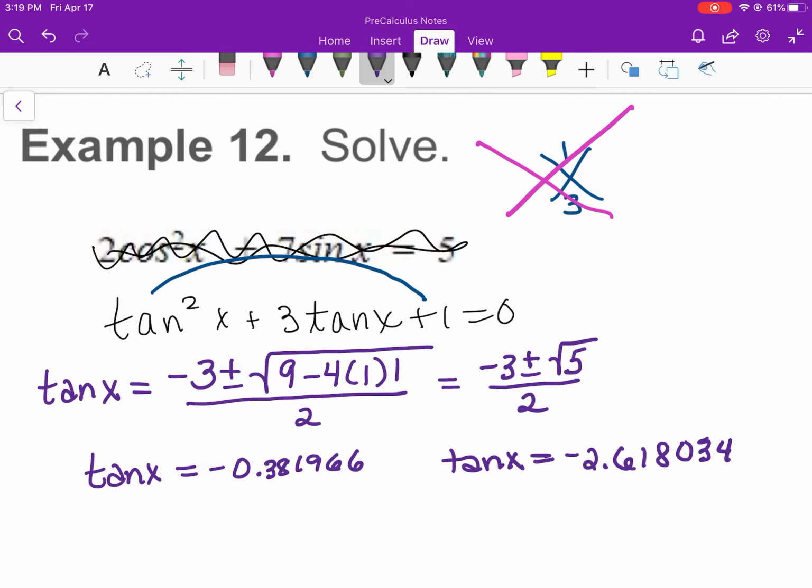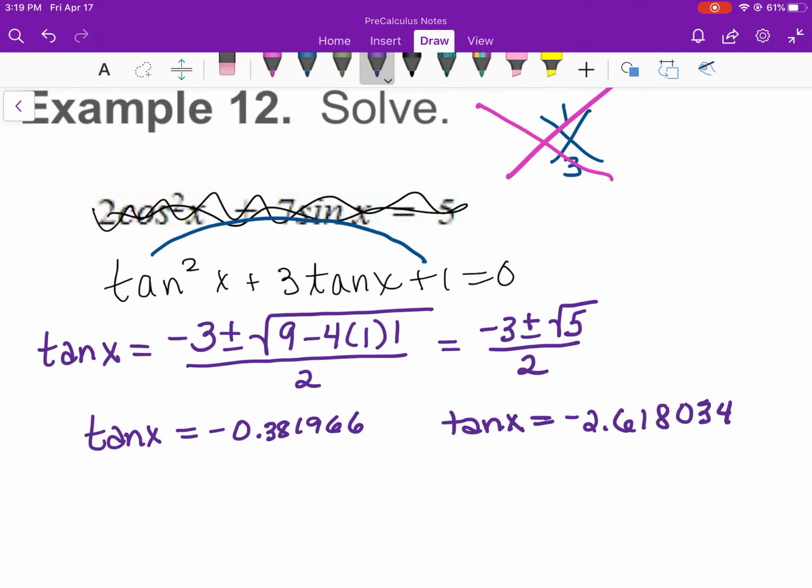Okay, tangent again can be any value. Its domain is all real. So what we're going to do is find our angle using the tangent inverse or arctangent feature in our calculator. Notice I kept a whole bunch of decimal places on there. Your other option would be just to leave it as -3 plus radical 5 divided by 2. So the inverse tangent of that decimal, -0.381966, is this decimal here.